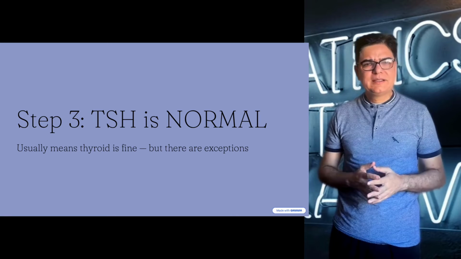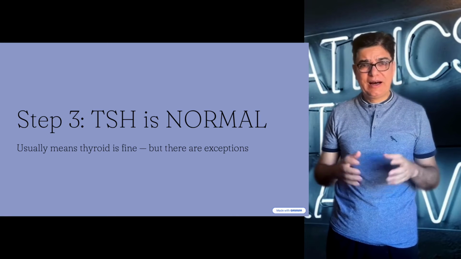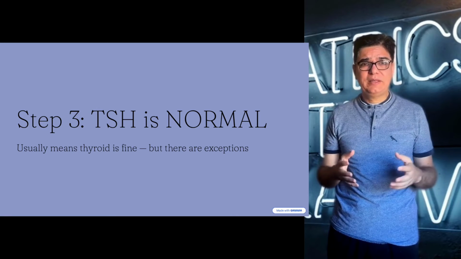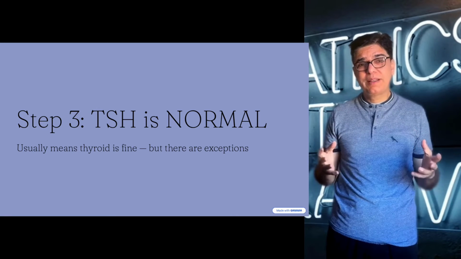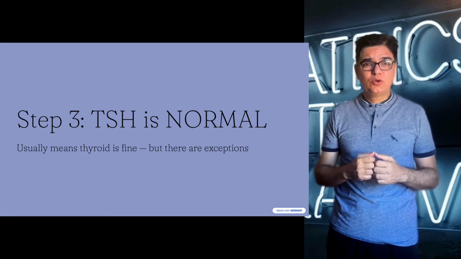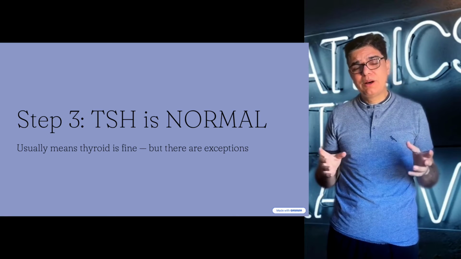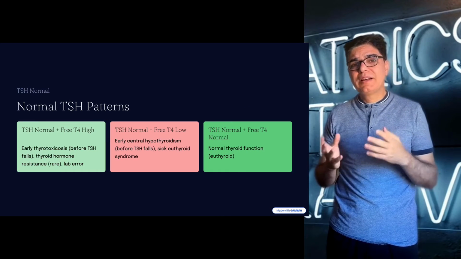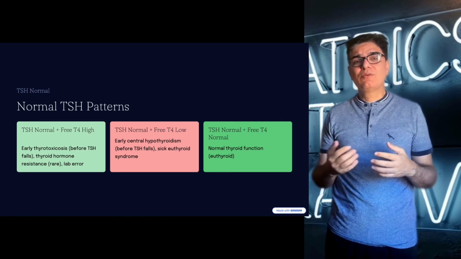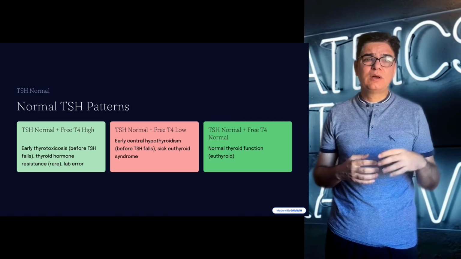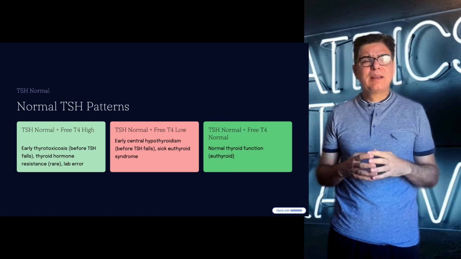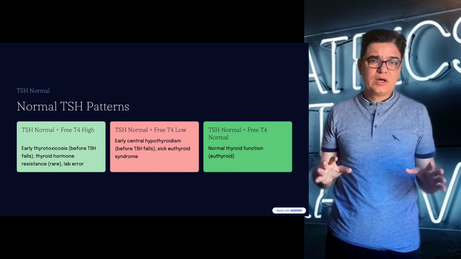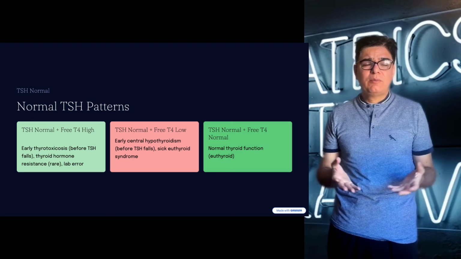The third scenario is that the TSH is normal. It's neither high nor low, but it is normal. Most of the time, this simply means that there is normal thyroid function, but there are certain exceptions because you again have to look at the T4. So if the TSH is normal, but the free T4 is high, this can happen in very early hyperthyroidism before the TSH has time to fall, or in certain cases of thyroid hormone resistance, which is a rare condition where the tissues don't respond normally to thyroid hormone.